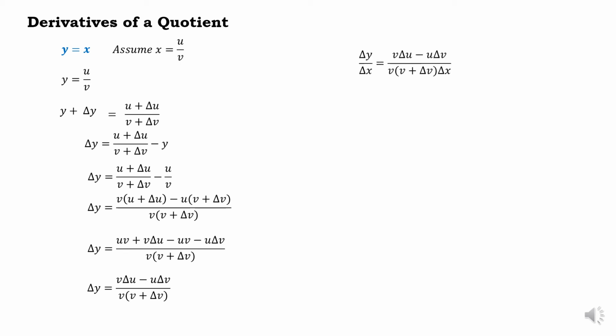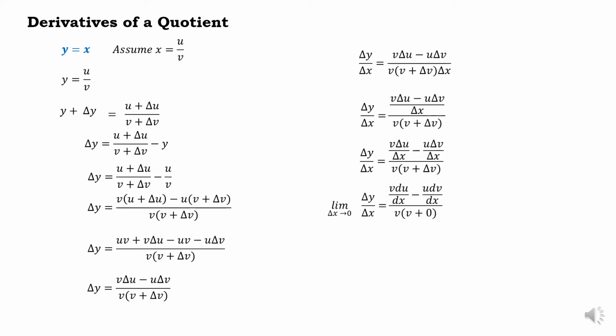Then next, divide the entire equation by increment of x. Then simplify and establish the limit as change in x approaches 0. So therefore, the limit as change in x approaches 0 of increment of y over increment of x is equal to v times the derivative of u with respect to x minus u times the derivative of v with respect to x all over v times v plus 0.